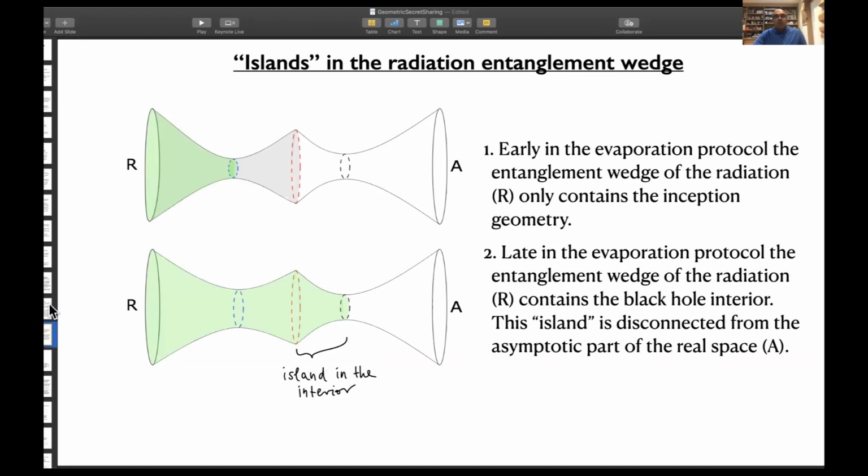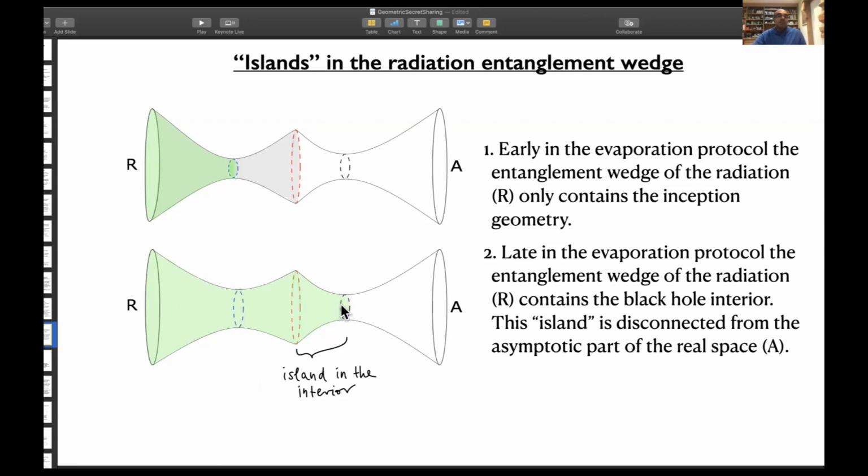What's more, we can also phrase this in the recent language of islands in entanglement entropy. So suppose I'm computing the entanglement entropy of the radiation in this region R. Then early in the evaporation protocol, the entanglement wedge of this region just comes up to the horizon on the inception side. So it doesn't contain any of the black hole interior. But then late in the evaporation protocol, the entanglement wedge of R includes this interior because, as I said, the minimal surface in question becomes the black hole horizon, right?